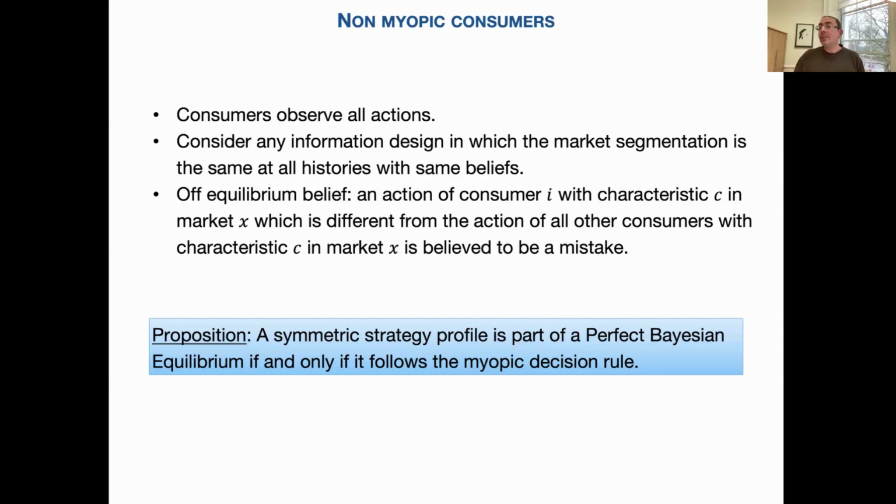Because if everybody behaves myopically, so I have a characteristic C and all my fellows with my characteristic behave myopically, then if I deviate, so first of all, if I behave myopically, then I get a certain continuation. And if I deviate, now I can create out-of-equilibrium beliefs where the platform ignores a single individual that deviates with the same characteristic.